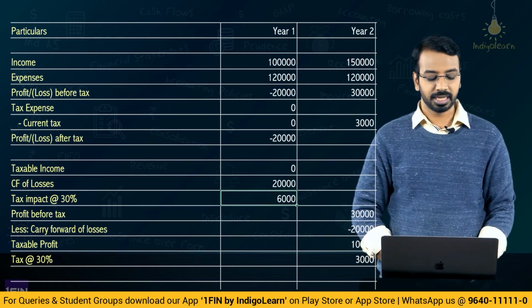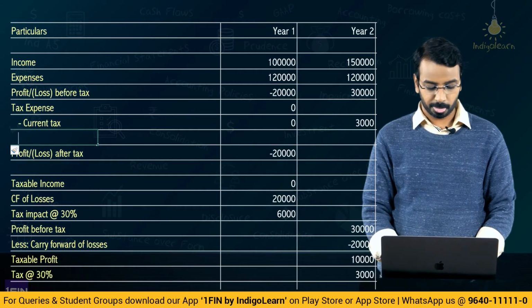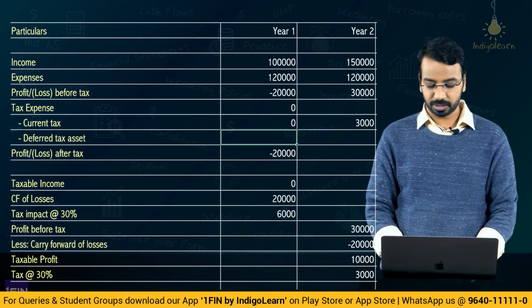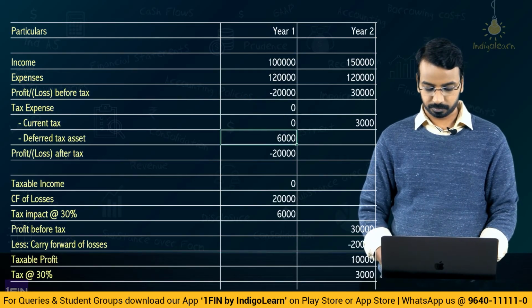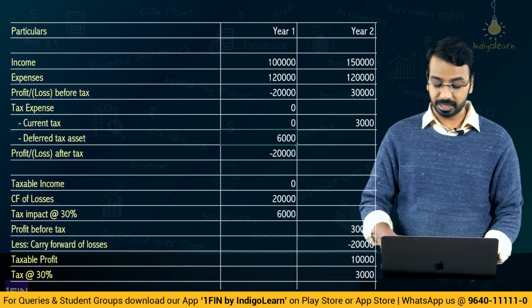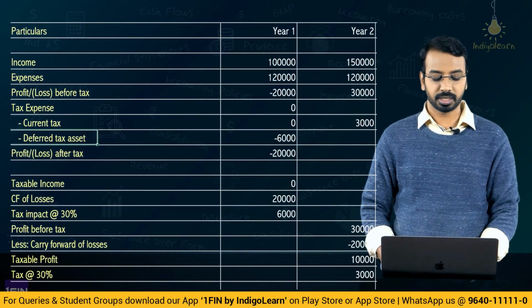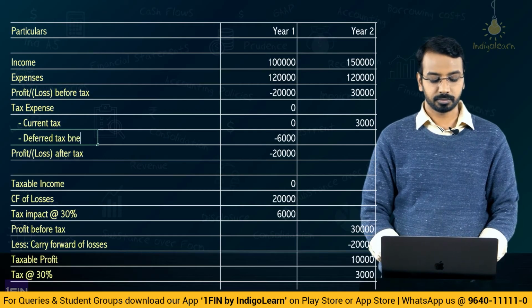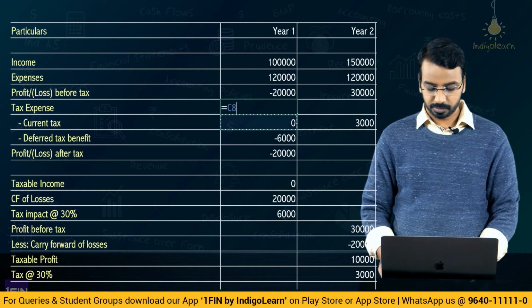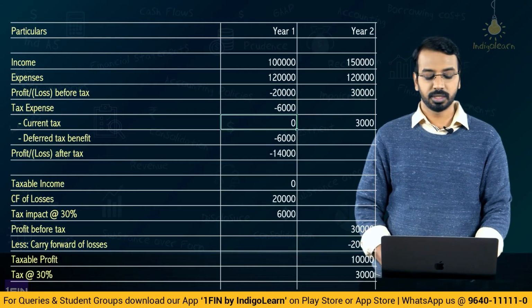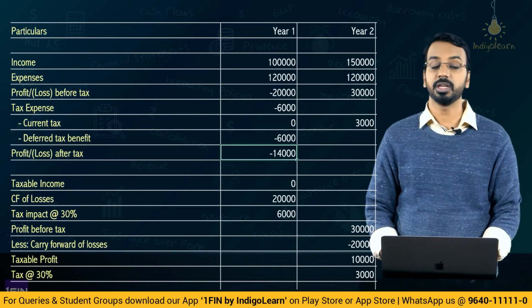So, what the standard says is, in year 1 itself, recognize something called a deferred tax asset. Okay. And how much will that be? That will be 6,000. So, the tax expense will be 6,000, and because it is an asset, it is a benefit, I will put it as a negative number, and here actually I should be saying deferred tax benefit. Okay. So, your tax expense will be this plus 6,000, that is minus 6,000, and the profit, that is the loss after tax, will be 14,000.